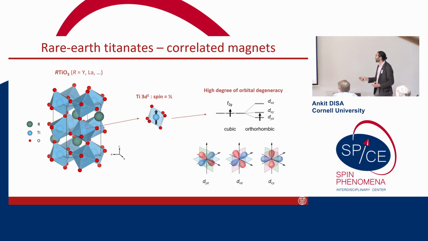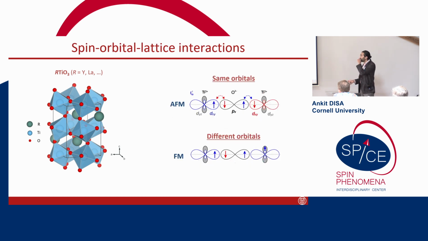And you have essentially an electron that is shared between these 3 different t2g orbitals. What this leads to is some very interesting interactions between the spin, orbital, and the crystal lattice. You can understand this from a simple, good enough Kanamori type phenomenological standpoint. If I think about 2 adjacent titanium sites, if the electron lives on the same orbital in these 2 adjacent sites, they will have an antiferromagnetic interaction, whereas if they are living on 2 different orbitals, they'll have a ferromagnetic interaction.